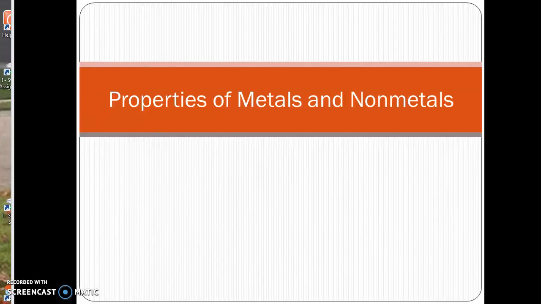Okay, so today we're going to talk about the properties of metals and nonmetals, which are a couple of categories of elements that show up on your periodic table. These different elements are grouped into metals or nonmetals based on the properties that they have. So we're going to talk a little bit about properties of metals and nonmetals.